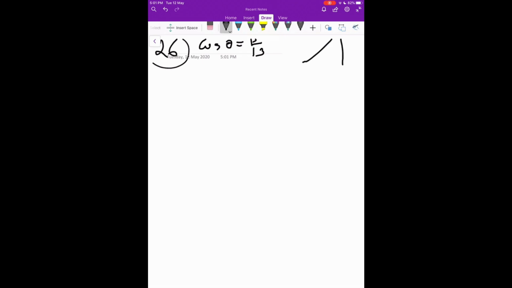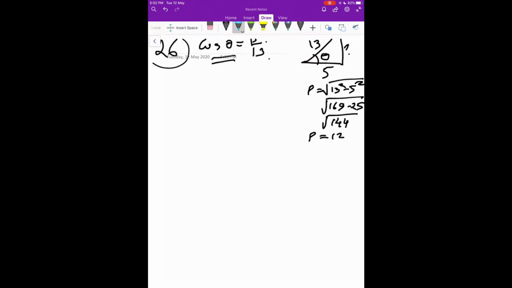Okay, now let me make a diagram for this. If this is taken as theta, and cos is base by hypotenuse, since base is 5 and hypotenuse is 13, you can see perpendicular is missing. So let me find out what perpendicular is. Perpendicular is equal to root of hypotenuse square minus base square. So 13 square is 169 and this is 25. As you subtract these two, this is 144. The square root of 144 is 12. Now I know perpendicular is 12. So let me write down here perpendicular, which I have calculated just now, as 12.